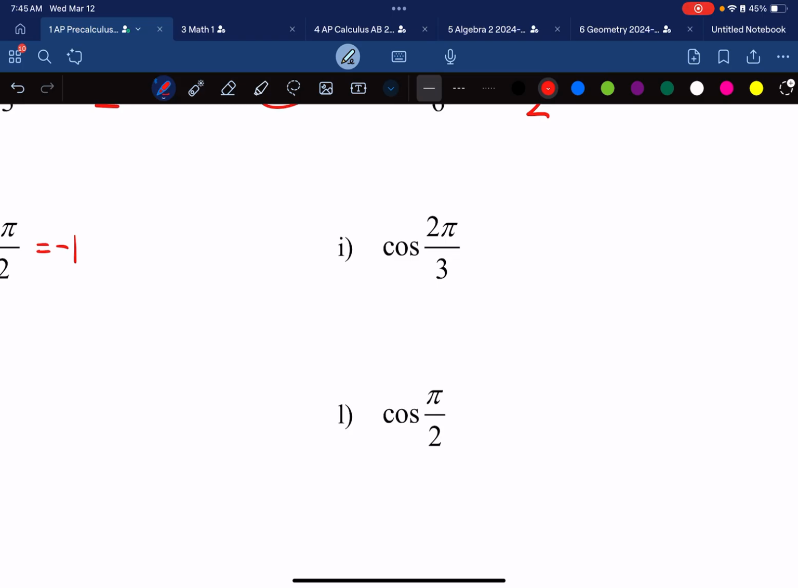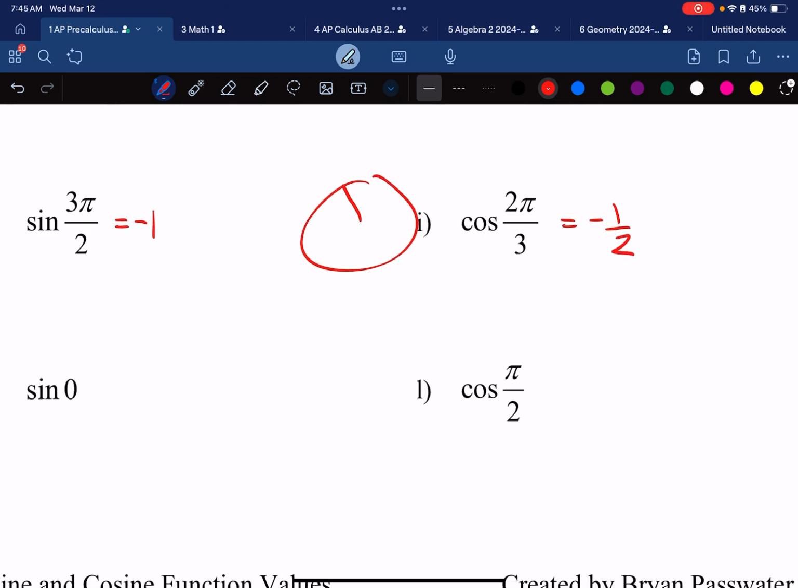Cosine of 2 pi over 3. Everyone point to 2 pi over 3. It's not straight up. It's a little bit to the left of that. And cosine is talking about the x-coordinate. How much did you move left? A tiny amount left. So a tiny amount left is negative 1/2.